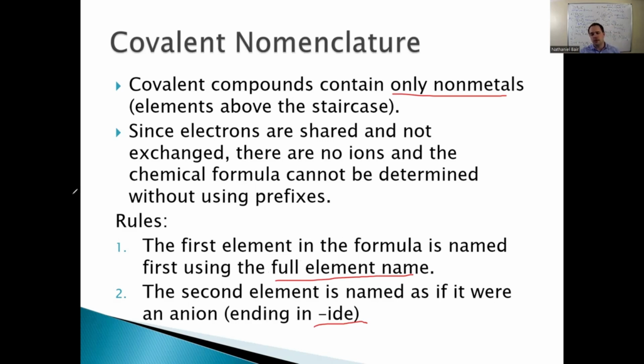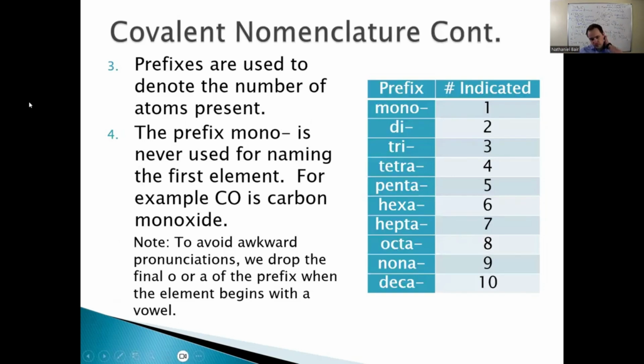And then, like binary ionic nomenclature, you change the ending of the second nonmetal to "ide." Like sodium chloride, right? You name the first element sodium, you change the ending of the second element to "ide." But now I'm going to have two nonmetals, whereas sodium was a metal. Here's where things are going to be different. Now you state how many of each type of element there are using these Greek prefixes. You need to memorize these Greek prefixes.